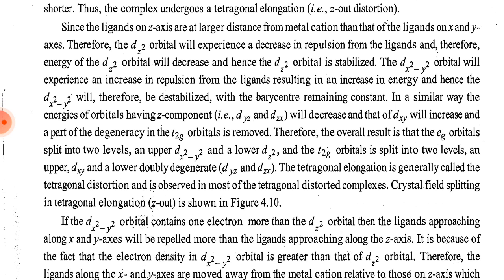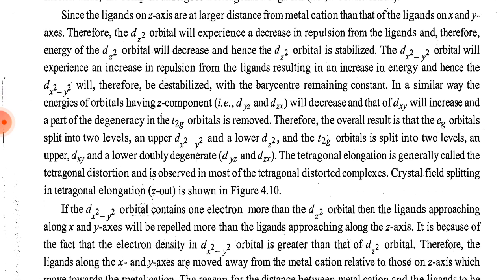Since the ligands on the z-axis are at a larger distance from the metal cation than the ligands on the x and y axes, the dz2 orbital will experience a decrease in repulsion from the ligands, and therefore the energy of the dz2 orbital will decrease, and hence the dz2 orbital is stabilized. The dx2-y2 orbital will experience an increasing repulsion from the ligands, resulting in an increase in energy, and will therefore be destabilized.